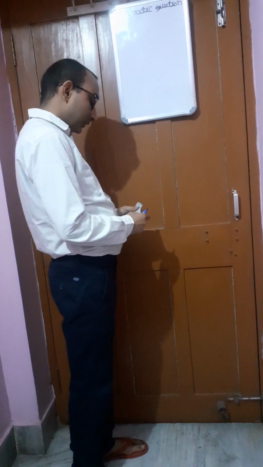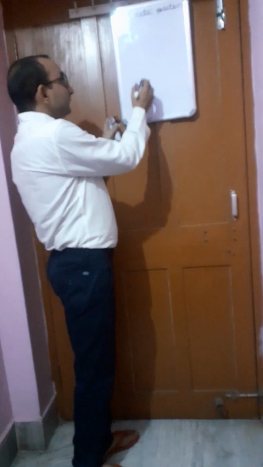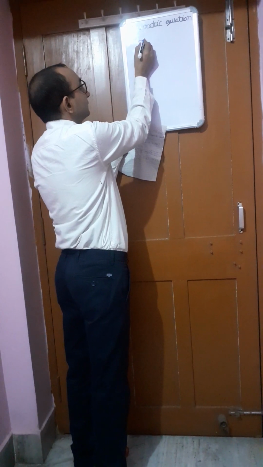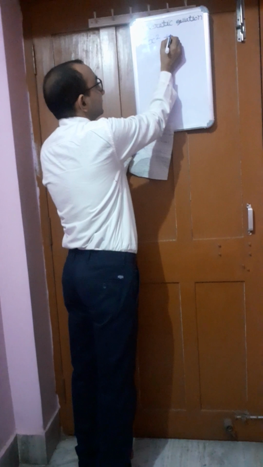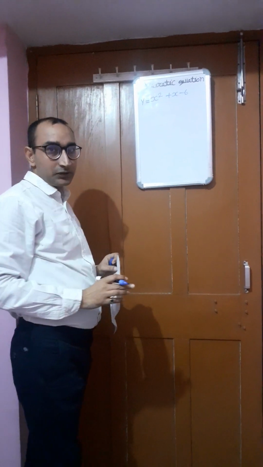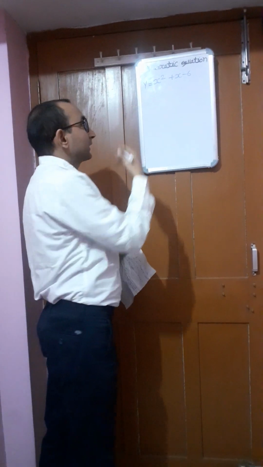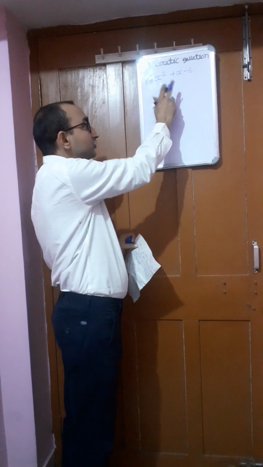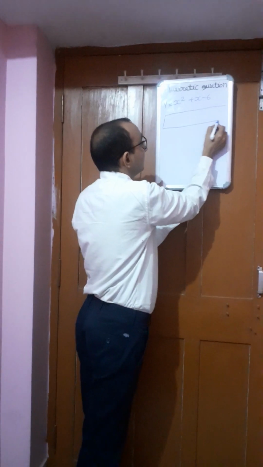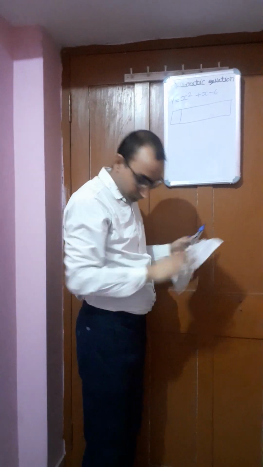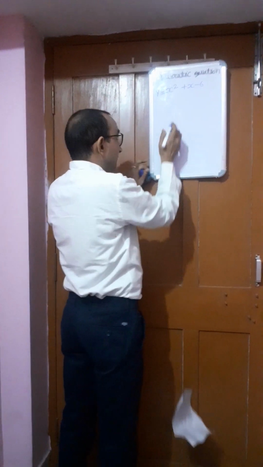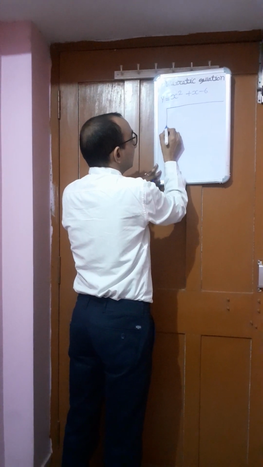First of all, let us take the graph of, suppose, y equals x square plus x minus 6. This is given. If you want to draw the graph of this equation, then you have to put the value of x and we get the value of y.